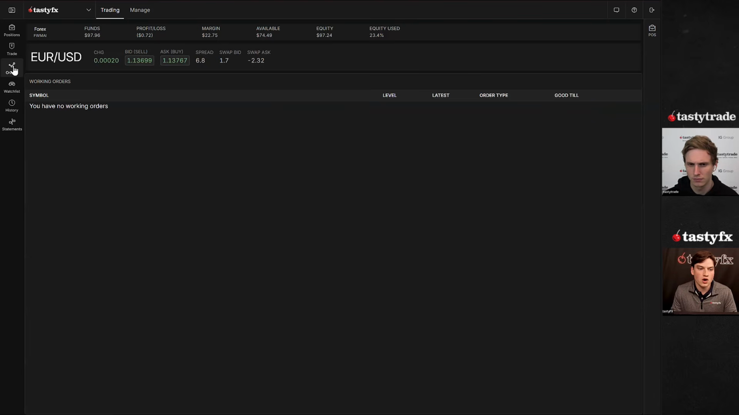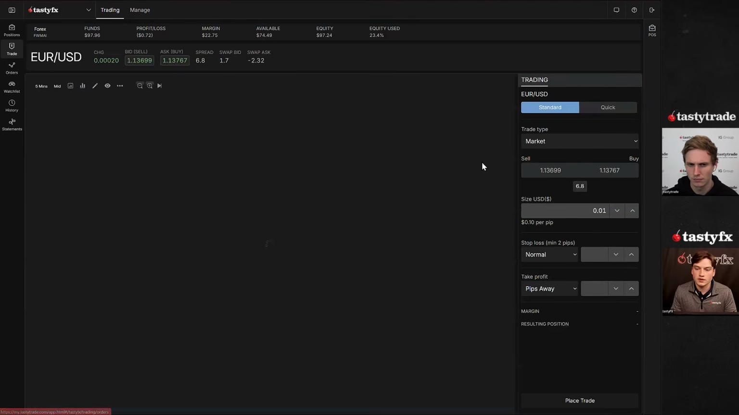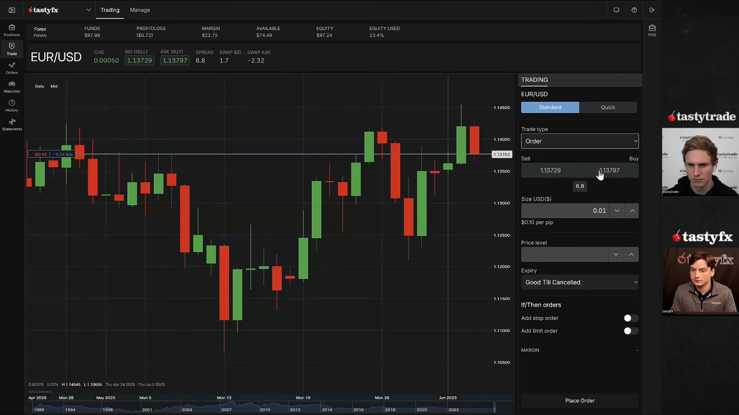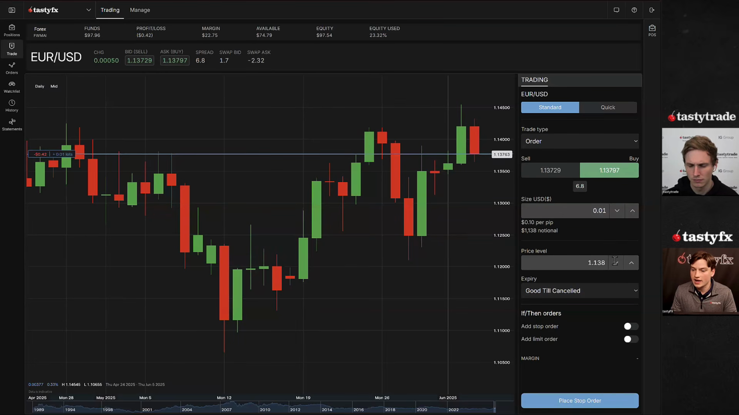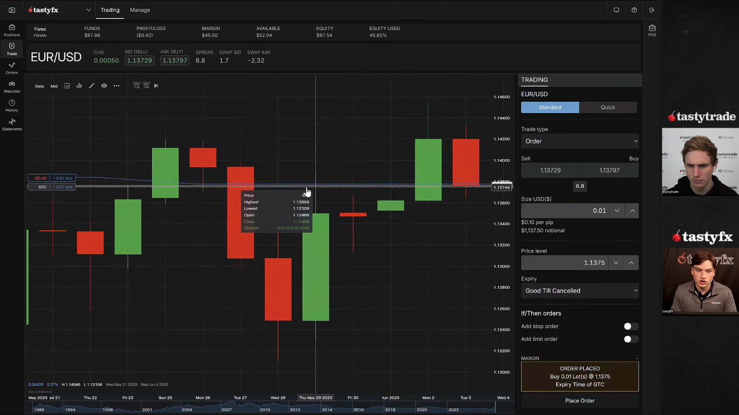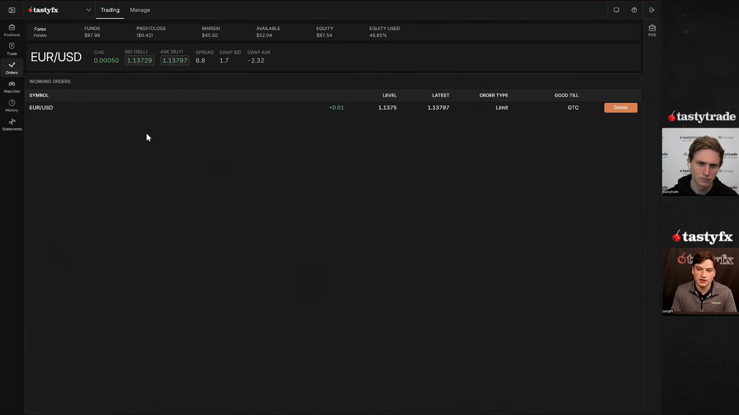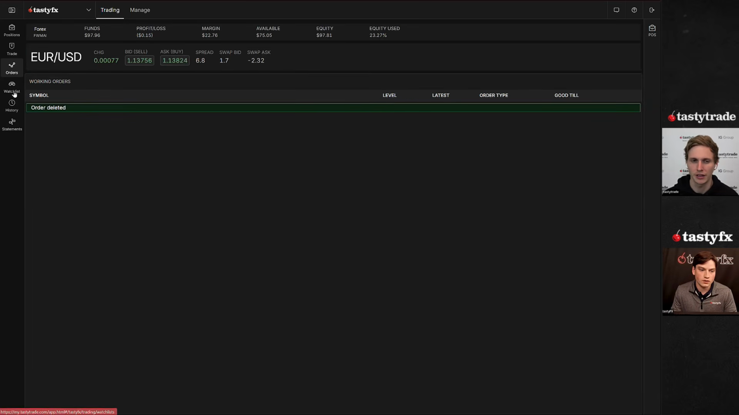Your orders similarly will appear on the order tab. If we were to place a market order to add to this position, buying another micro lot at a more desirable price, you can place your limit order. This will show up similarly on the chart, and it'll show up in your orders. It shows you when it's good till, and you can delete it right here. So it's just like the activity tab on the tastytrade platform, in terms of seeing your current working orders and being able to cancel them from there as well.